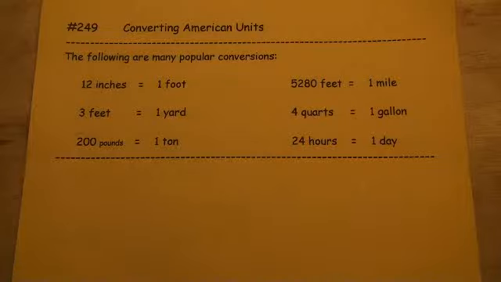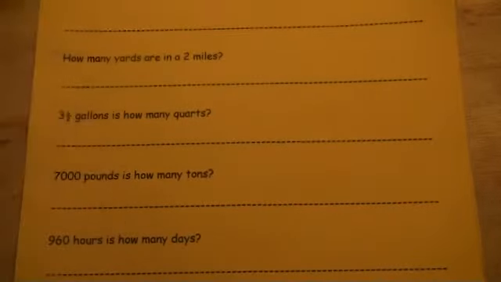Another one on here, 4 quarts equals a gallon. One of the ways you can remember that is simple conversion from quarters to a dollar. There's 4 quarters in a dollar, so therefore there's 4 quarts in a gallon, quarter gallon. So 1 quart is 1/4 of a gallon.